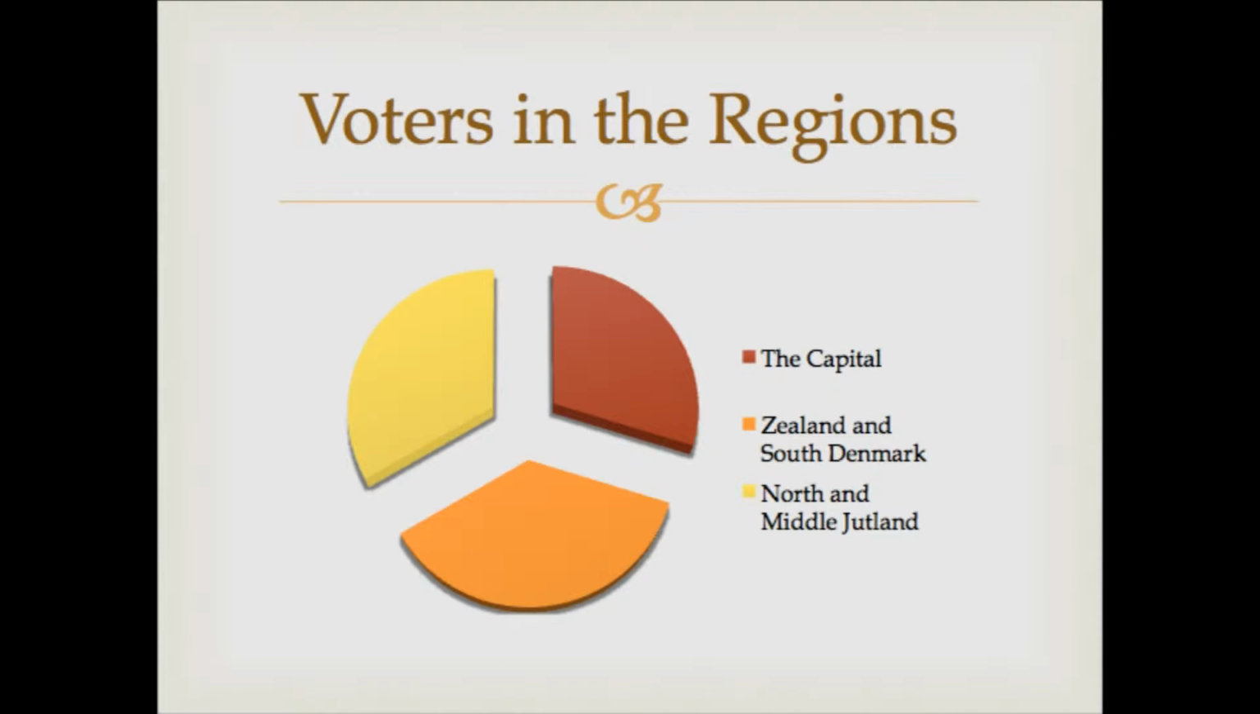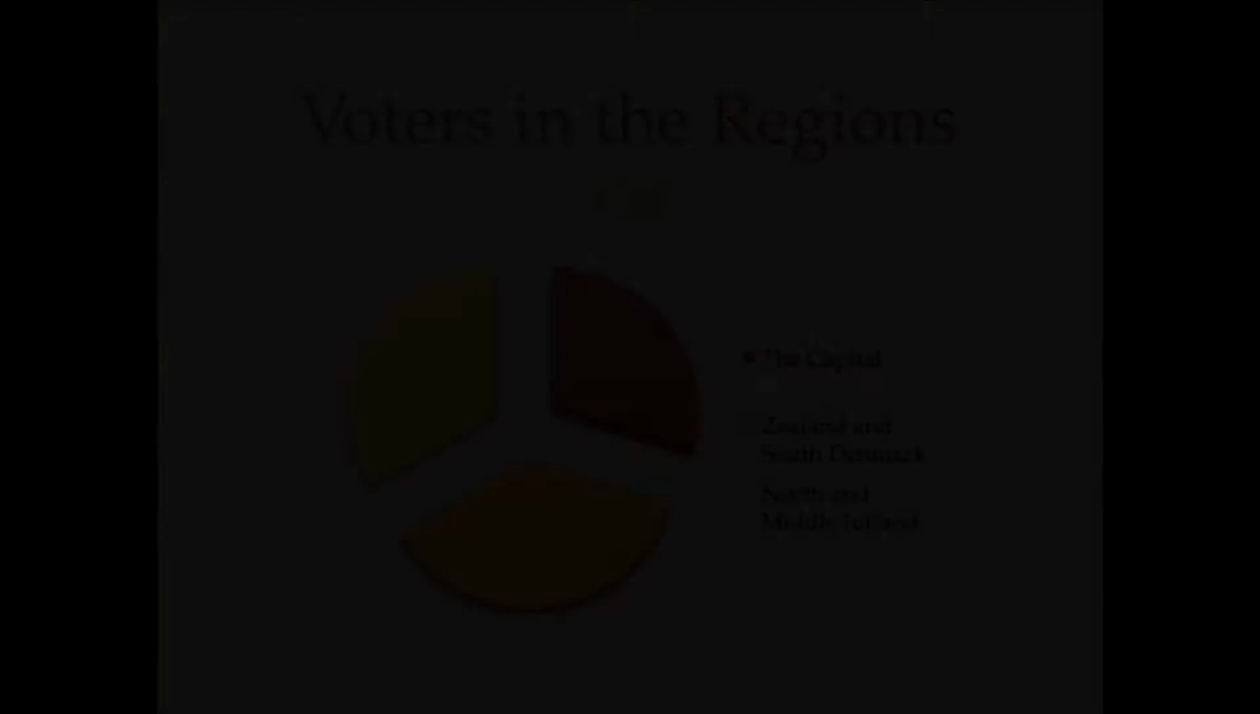In this circle diagram, you can see how many voters there are in the 3 regions. And as you can see, the regions have been made, so there is almost the same amount of voters in all 3 regions. But Anna darling, could you please tell me, how does this Danish democracy actually work?